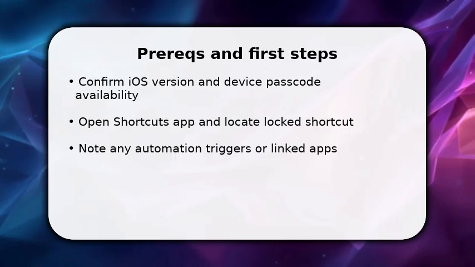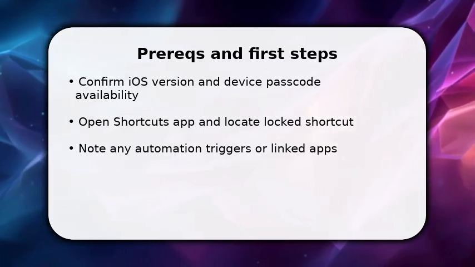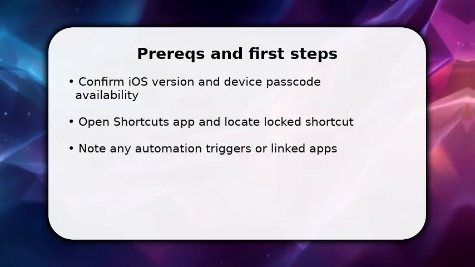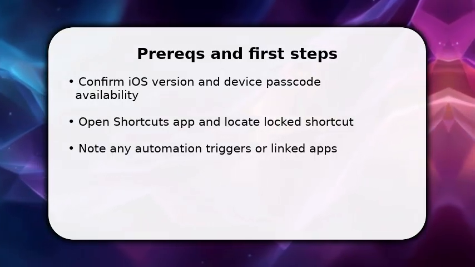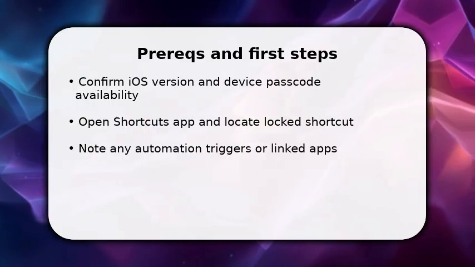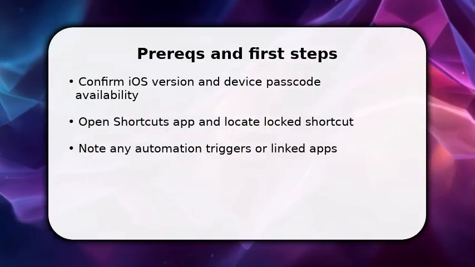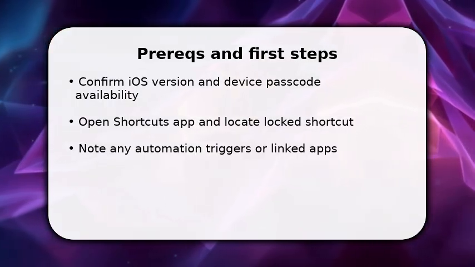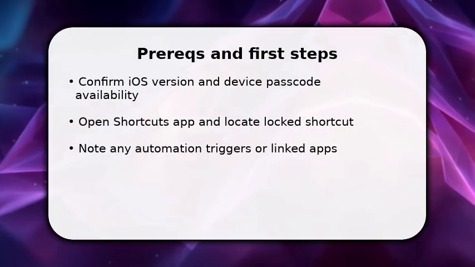You start by confirming your iPhone is unlocked and you know the device passcode. This matters because removing a lock needs authentication. Open the Shortcuts app and find the specific shortcut that shows as locked or requires confirmation. Once located, tap the three dots to enter edit mode and then tap the settings icon.